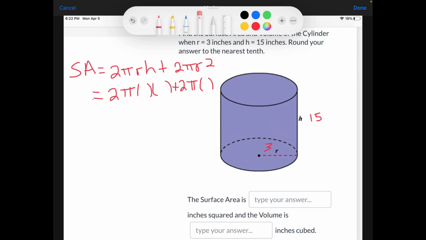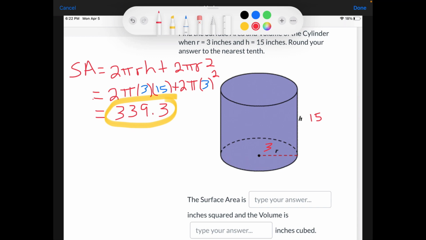That's a weird looking 2. Let me do that again. Okay, and so we know that your radius is 3 and your height is 15, like so. And you're going to plug this into the calculator and you're going to get 339.3. That would be your surface area, and it's inches, so it'd be inches squared.